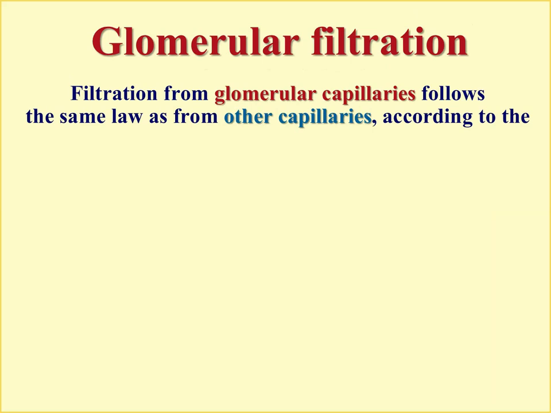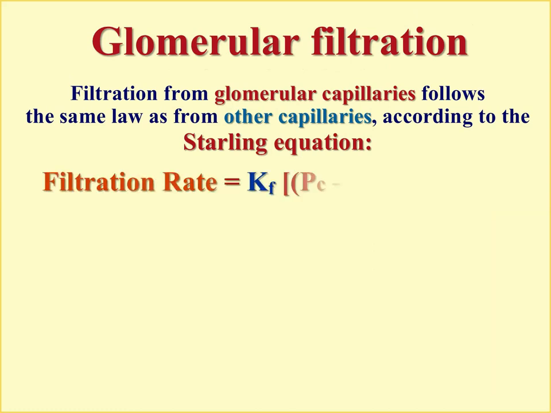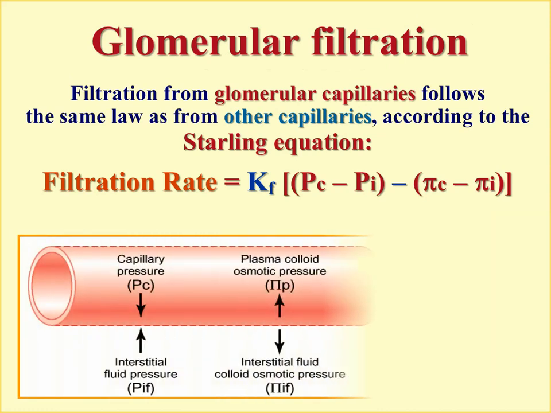So the glomerular filtration follows the same laws as filtration from other capillaries, as we consider in microcirculation. And we consider the Starling equation. This equation contains the coefficient of filtration and a number of pressures. Actually, two types of pressures, hydrostatic and colloidosmotic, or simply oncotic pressures, participate.